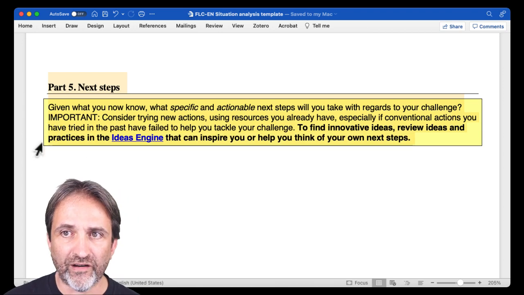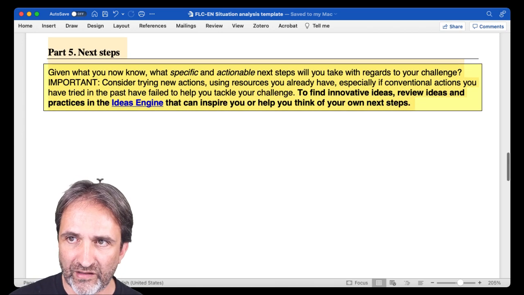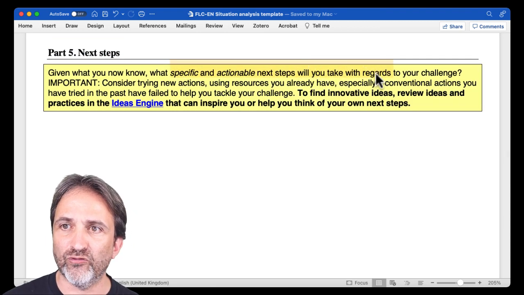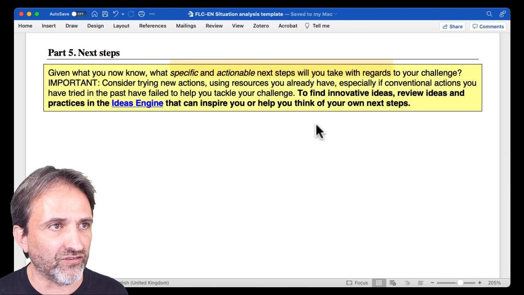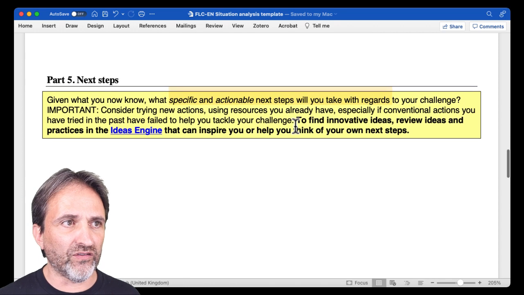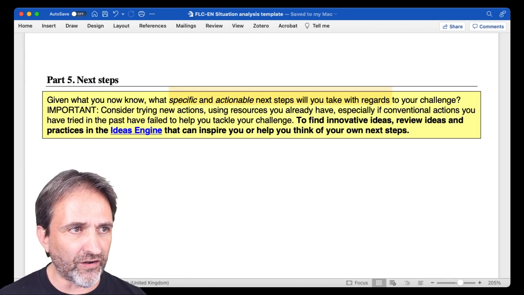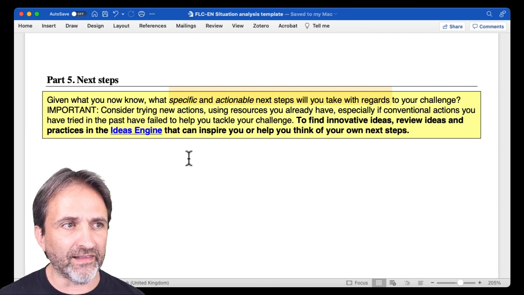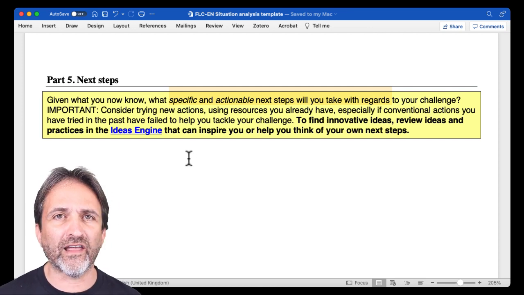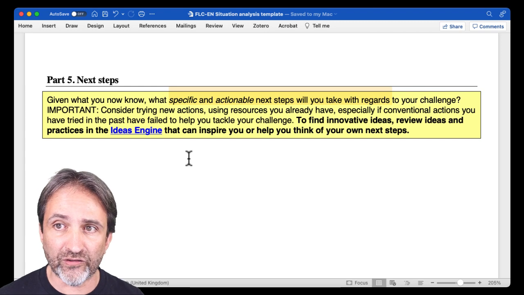So once you present your findings, you see part 5 here is about next steps. Given what you know, what specific and actionable next steps will you take with regards to your challenge? That's what we want to know in this section. So think about it. You've worked through the steps of analysis. And finally, this is not, as I said before, an academic exercise. You actually want to take action.